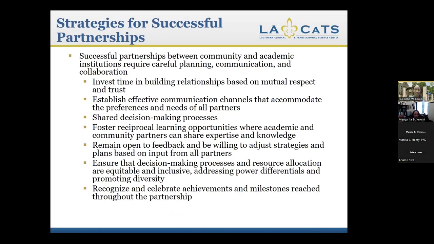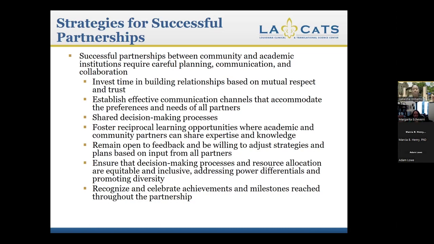So I have a couple of strategies for you for successful partnerships. And we talked about this a little bit earlier, but I want to expound upon it. Successful partnerships are very, very important. When we're looking at community and academic institutions collectively coming together, they both have an equal part. They're sitting at the table. It's going to require careful planning, communication, and collaboration. So just remembering those aspects.